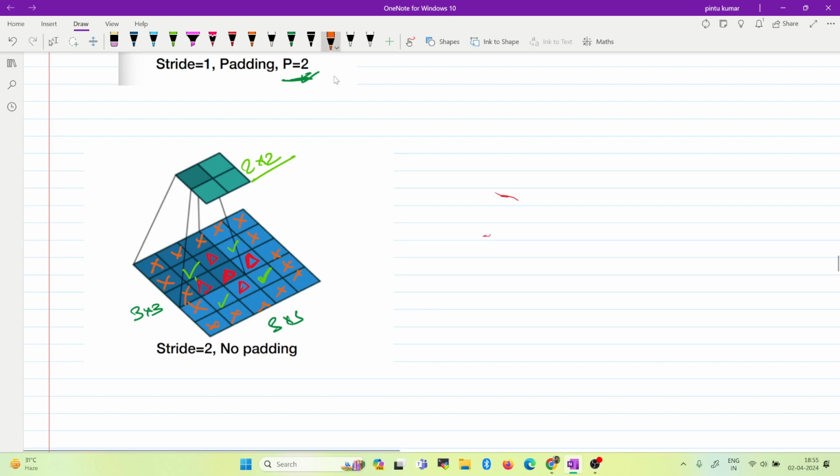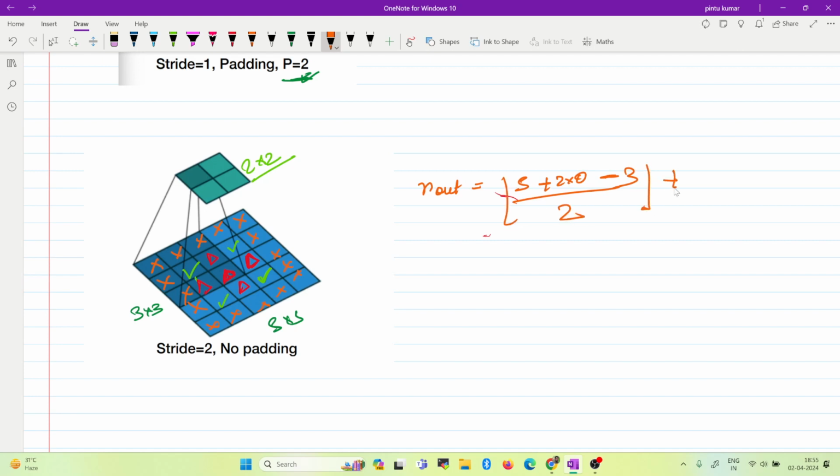Okay. Now let's try to evaluate using the formula. So n out is nothing but n in is your 5, padding is 0, kernel size is 3. Now stride is 2. Again you take floor plus 1. So this is 5 minus 3 is 2, divided by 2, floor, plus 1. This is 1 plus 1, 2. This is what we obtain, right?